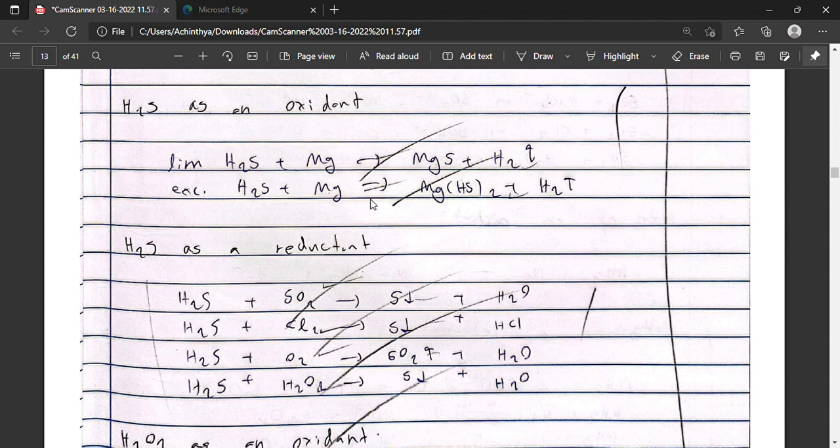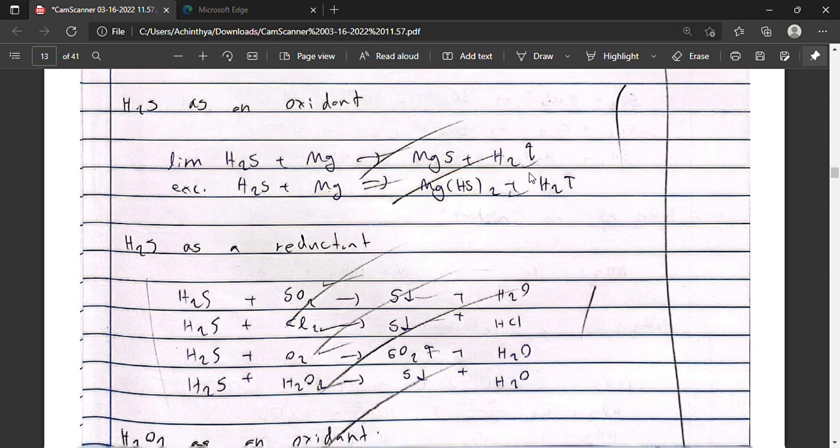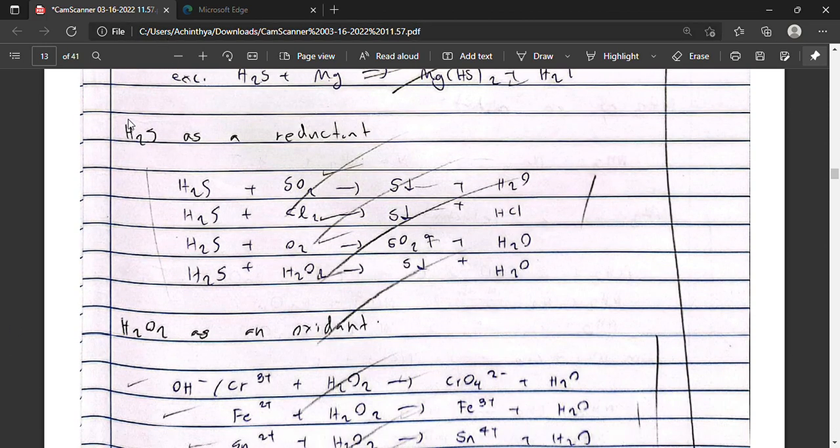While here the magnesium oxidizes itself from 0 oxidation state to +2 oxidation state. When hydrogen sulfide acts as an oxidant, it forms hydrogen. While hydrogen sulfide acts as a reductant, it forms sulfur. Here's a deviation, but we'll get into that later.